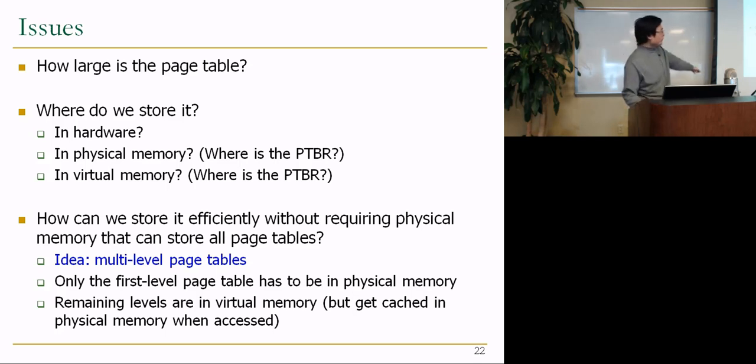And in this case, only the first level of the page table has to be in the physical memory. The rest can be stored in virtual memory, and even though they are in the virtual memory, they can be cached in the physical memory when they are being accessed, so that can be faster when you want to access them. Because if you have multiple levels, the first one is in the physical memory. What if the other one is on the disk? So in order to get the virtual address, you have to go multiple times to the disk in order to access that, and that can be really, really long.